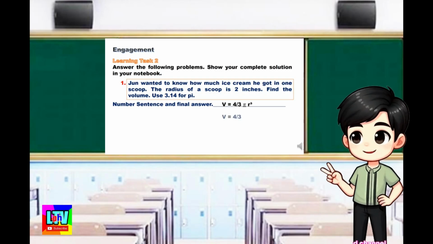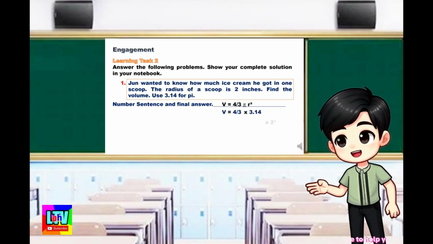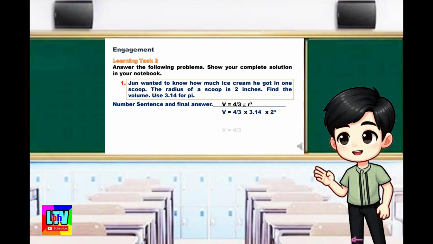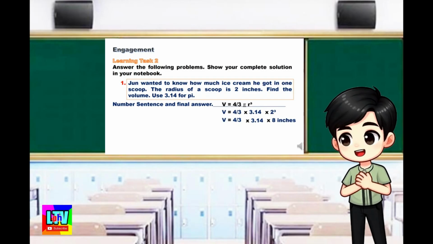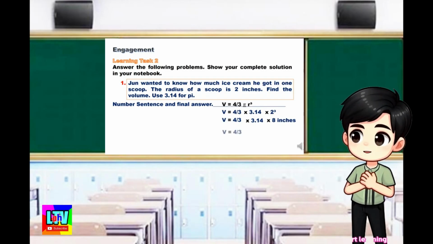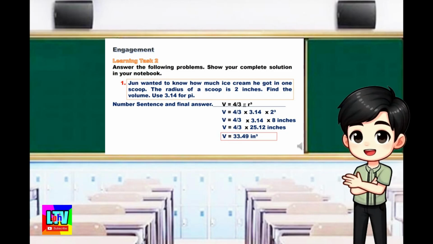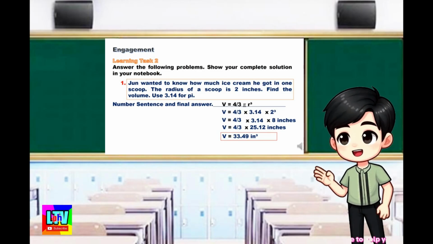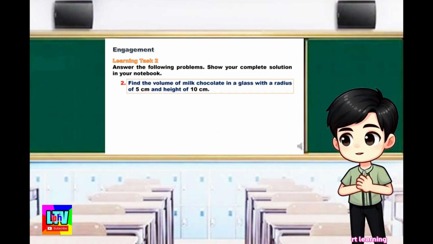Using this formula, so volume equals 4/3 times pi 3.14 and the radius is 2. Let's simplify. 2 times 2 times 2 equals 8 inches. 3.14 times 8 equals 25.12 times 4 divided by 3 equals 33.49 cubic inches. Subukan nyo na sagutin ang problem number 2.